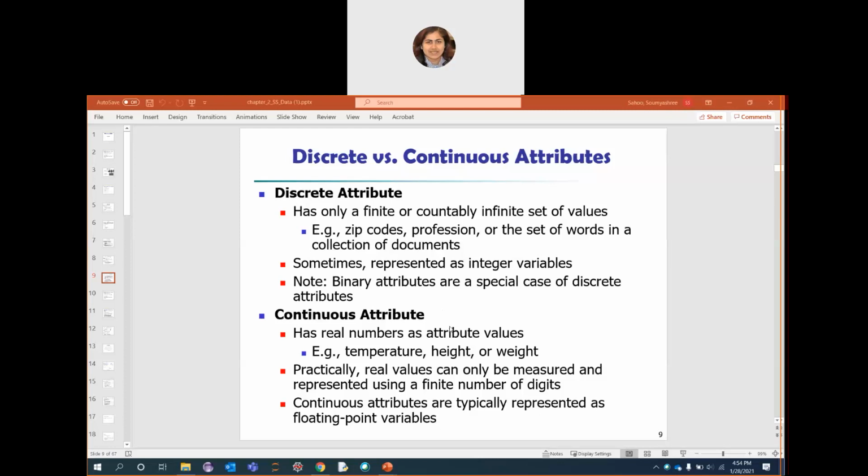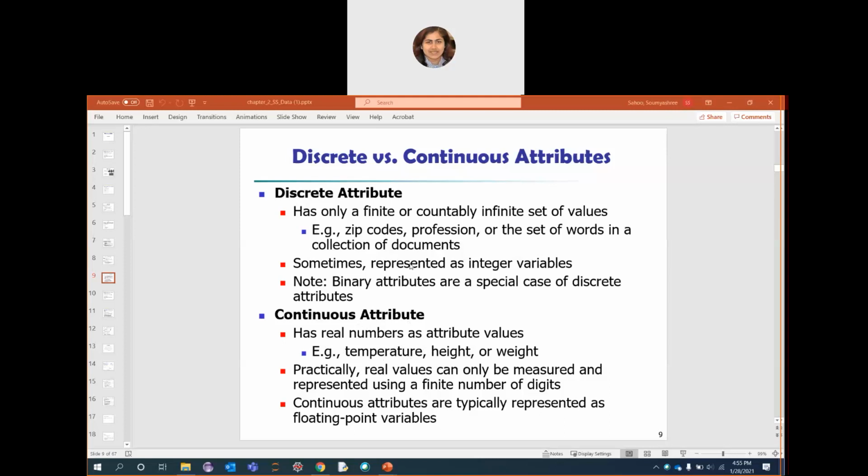Then continuous. If an attribute is not discrete, then we can consider it as continuous. They are not restricted to defined separate values, but they can occupy any value within a continuous range. So between two continuous data values, there may be an infinite number of other continuous values as well. Continuous attributes or continuous data are always essentially numeric, any real numbers. It may be temperature, height, or weight as an attribute value.